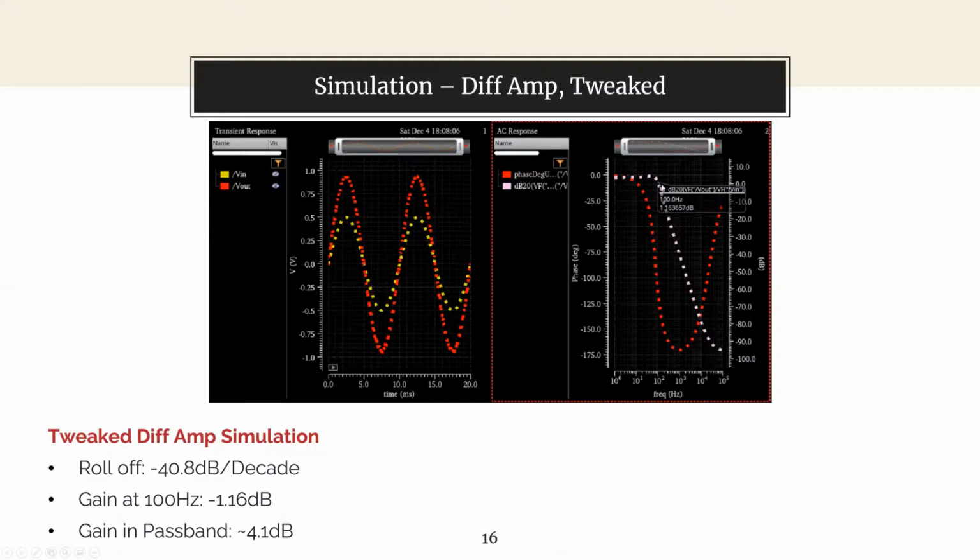the initial 50 femtofarads they were set to, I was able to get a better response with an almost exactly 40 dB per decade roll-off and an approximate 3 dB cutoff frequency of 100 hertz and a relatively flat passband.